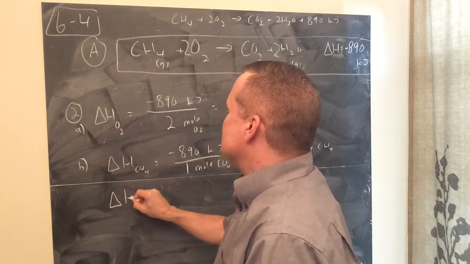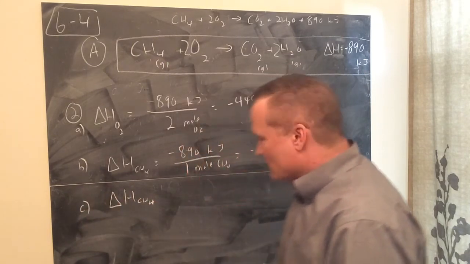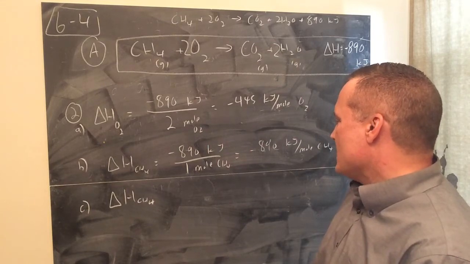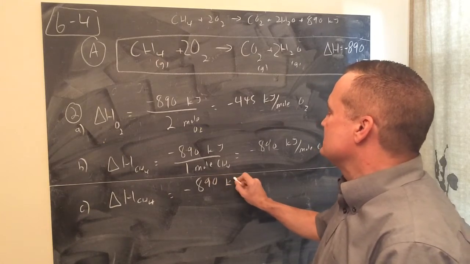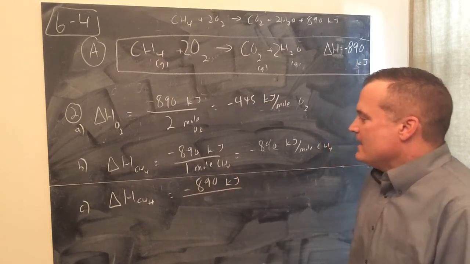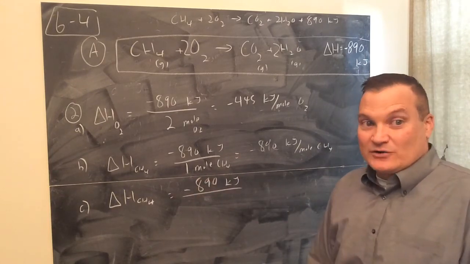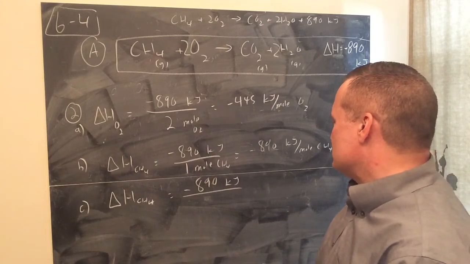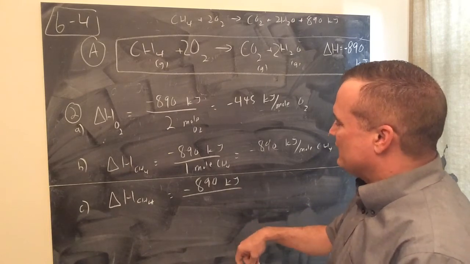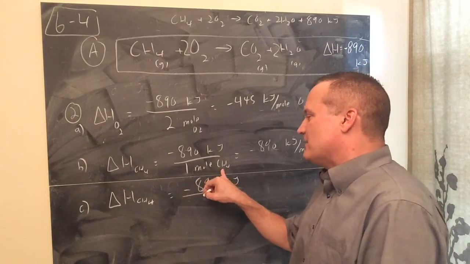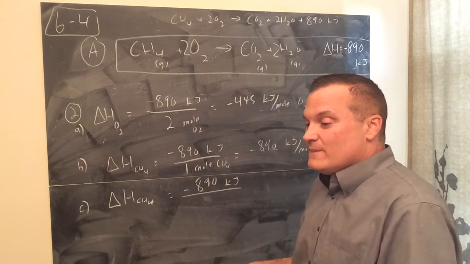Now, what would it be in terms of per gram of CH4? Okay, so now there's a little bit more going on here. What you'll do is negative 890 kilojoules divided by, how many grams would that be? 1 mole of CH4. You'd have to put the molar mass in there. You can go mole to gram. If you had 2 moles, you would have to double it, or 3 moles, you'd have to triple it and all that.